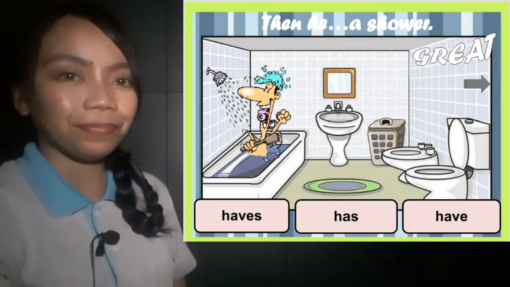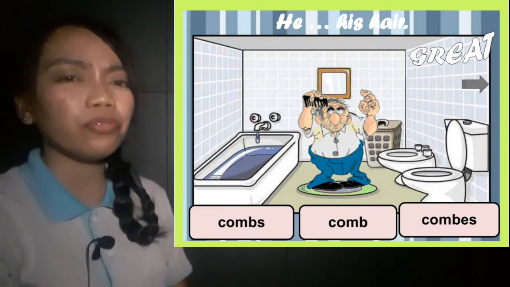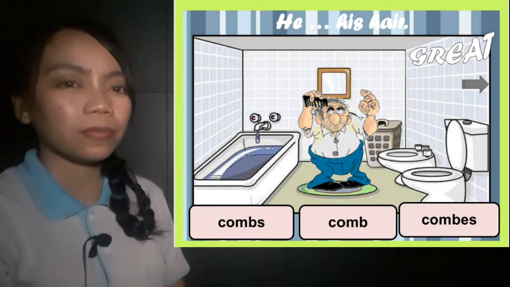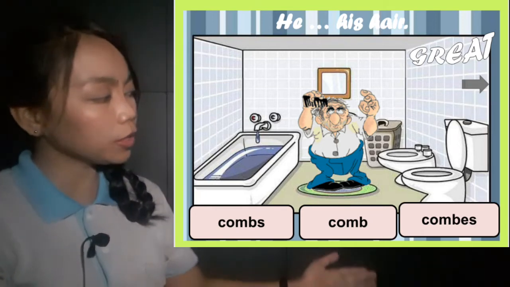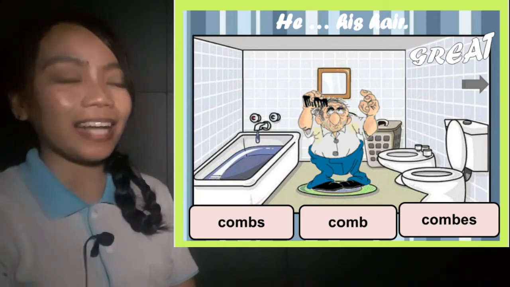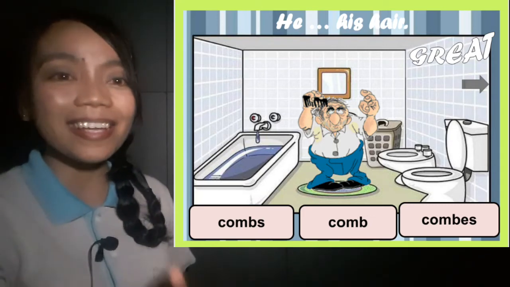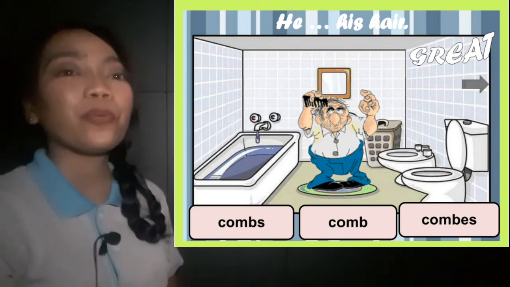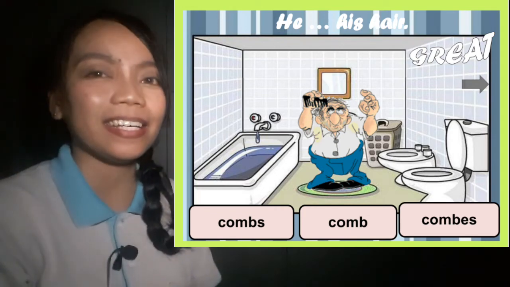And the last one. He blanked his hair. So what verb will we use again? Combs, comb, or comb with es. What verb will we use? Again, the subject here is he. Okay, if you say combs with s, that is correct. Very good. Okay, I think you know very well about present simple now.